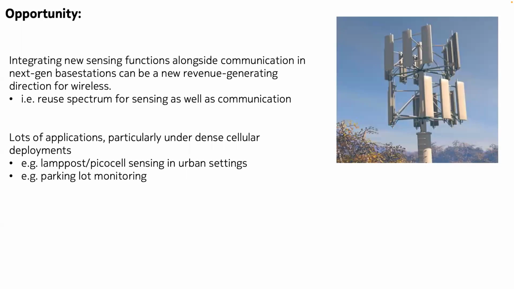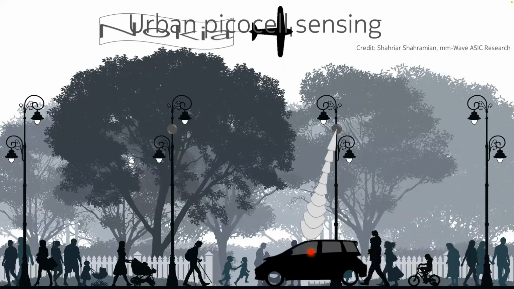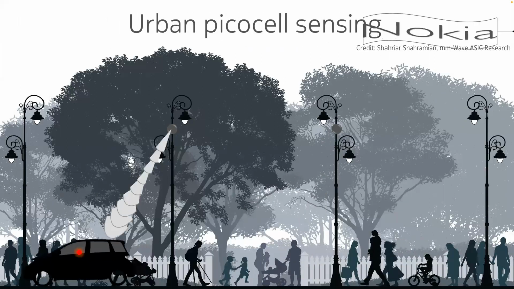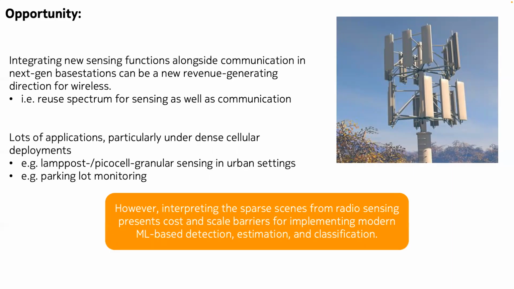So why do we want to do sensing in radio? Well, if we can do sensing in radio robustly, this will enable a multitude of applications, including, say, lamppost sensing in the urban setting. However, it has been traditionally difficult to implement radio sensing because radio signals are not straightforward to understand and interpret by people.